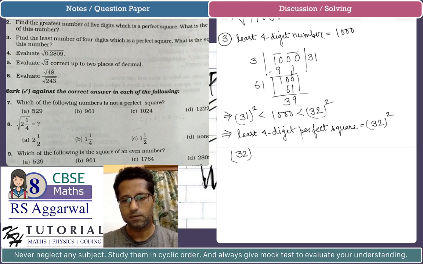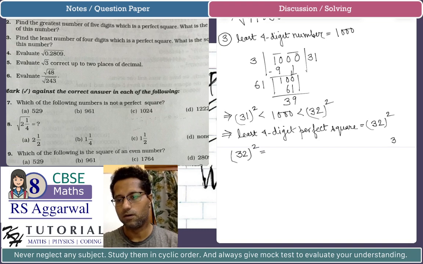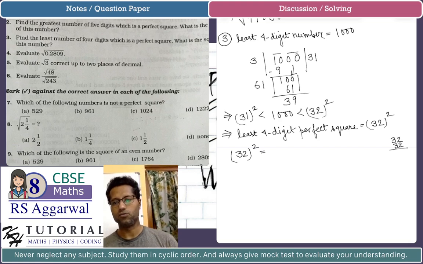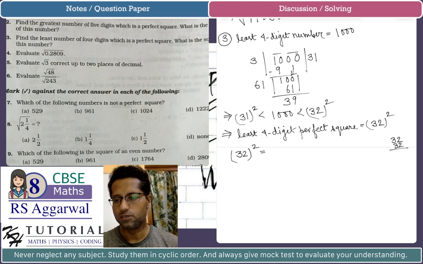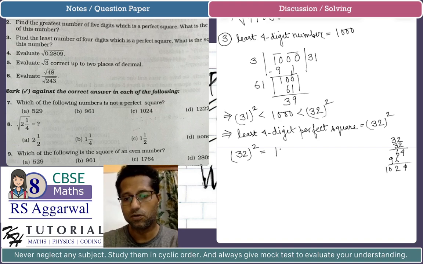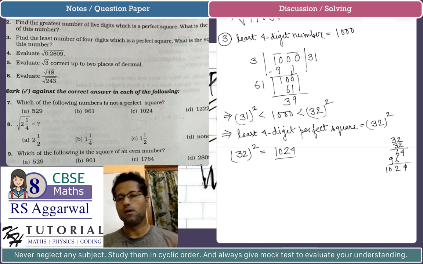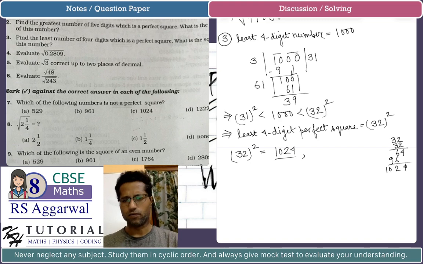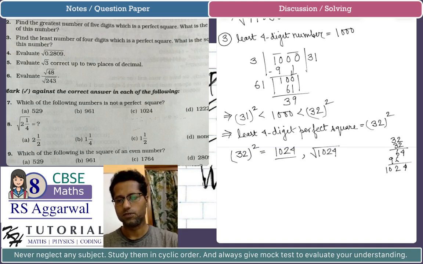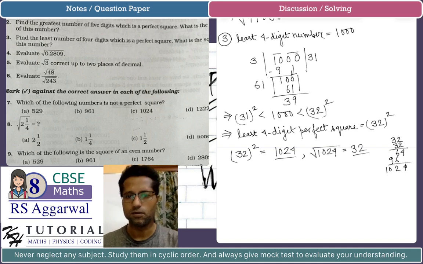32 square is equal to, I will quickly find it, even though you must be familiar with finding the square of a 2-digit number quickly by shortcut methods like the column method or any other diagonal method. This is 64 and this is 96. Okay, so it is 1024. So 1024 is the least 4-digit number which is a perfect square, and the square root of this number, that is the square root of 1024, is definitely 32. So these are the answers.